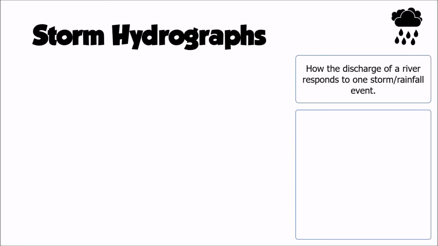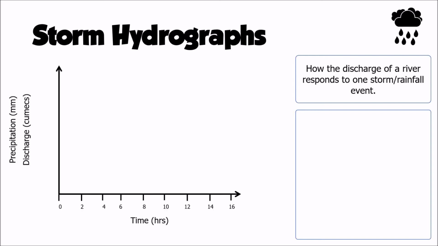A storm hydrograph, on the other hand, shows something different. A storm hydrograph shows us how the discharge of a river responds to one storm or rainfall event. Rather than looking at the discharge over the year, we're just focusing in now on maybe a few hours or a couple of days worth of time and thinking how the river responds to one period of rainfall. This is a graph you need to be quite familiar with, and we're just going to look now at the different components of the storm hydrograph before we start to consider some of the factors that can affect it.